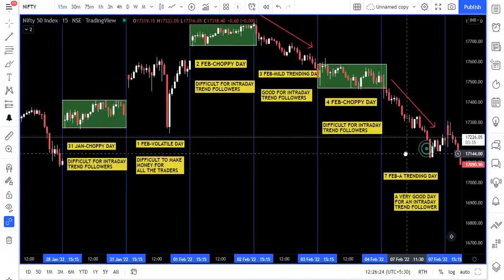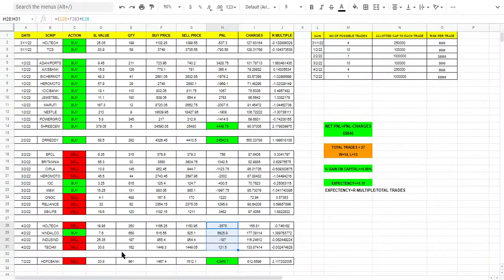And on 7th of February, only one stock was in the scan a day prior, HDFC Bank. It made a killing amount of money. It gave us an R multiple of 2.11. So it was a very awesome day for a trend follower, and HDFC Bank had given you a very good amount of profit that day.